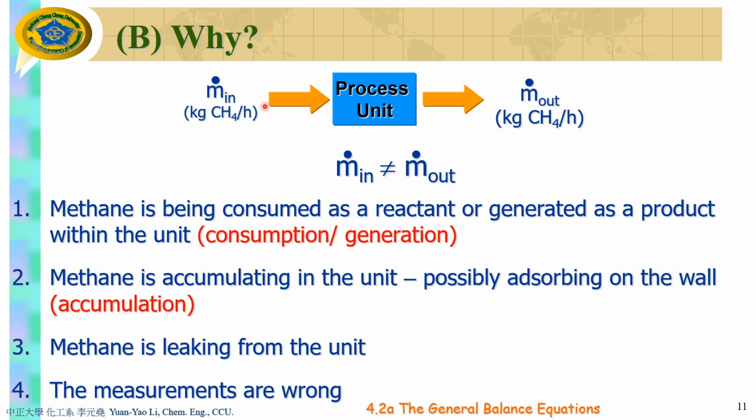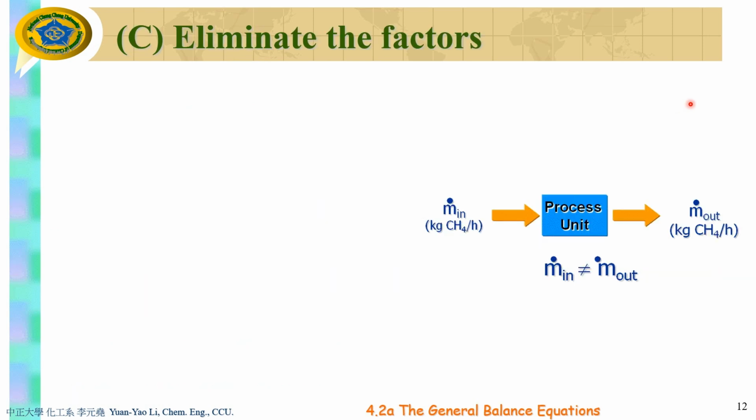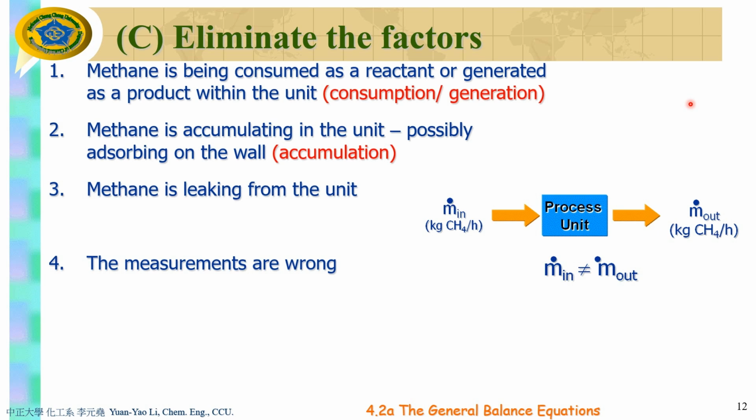Remember we have an example. But if you don't calibrate the rotameter, the reading might be wrong. So you have a wrong reading. It's not good, right? So you collect all the possibilities. For example, there are four possibilities of the input not equal to the output. For cases 1 and 2, we discuss later. For case 3, the measurement leaks from the unit. You can do the check.